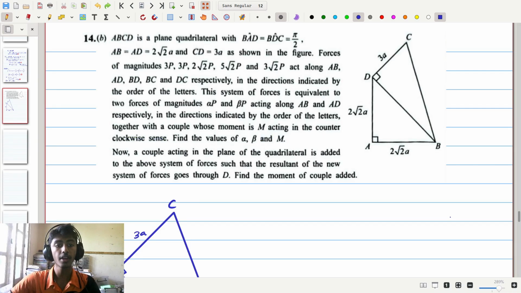And then it says, now a couple acting in the plane of the quadrilateral is added to the above system of forces such that the resultant of the new system of forces goes through the point D. Given this information, we are asked to find the moment of the couple added.